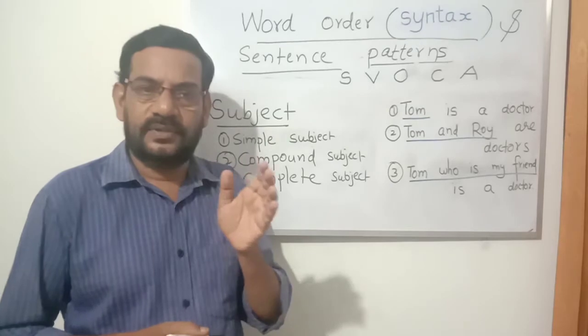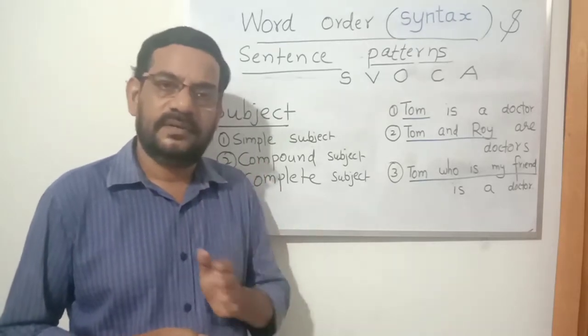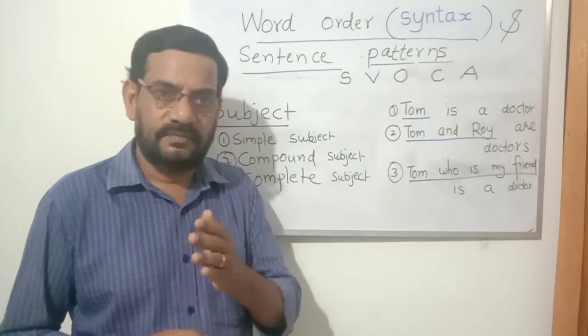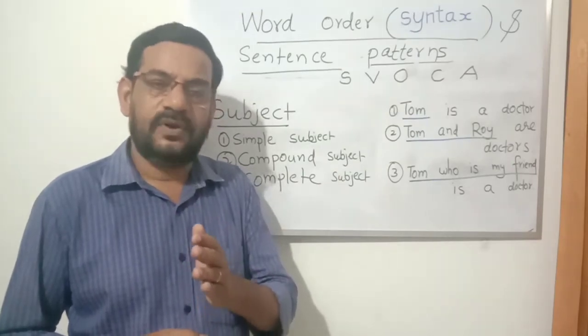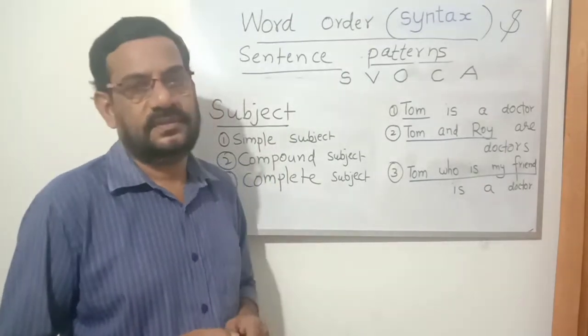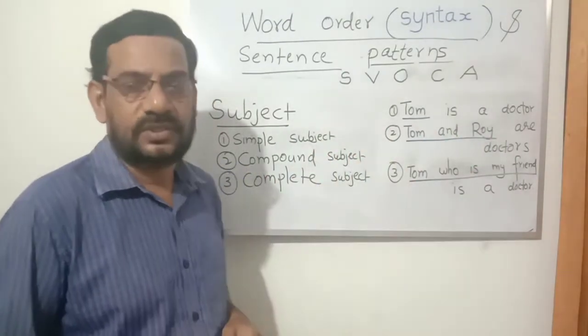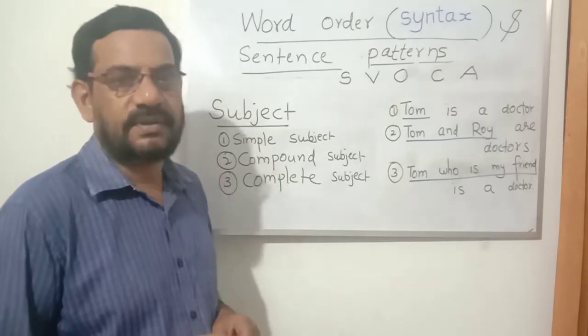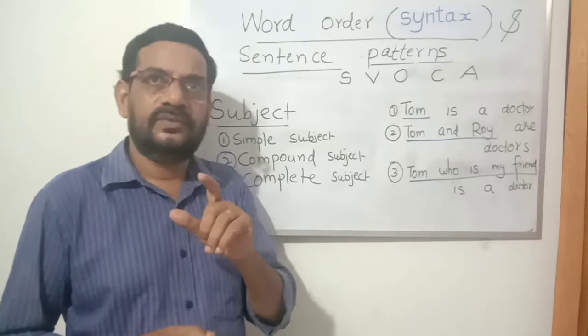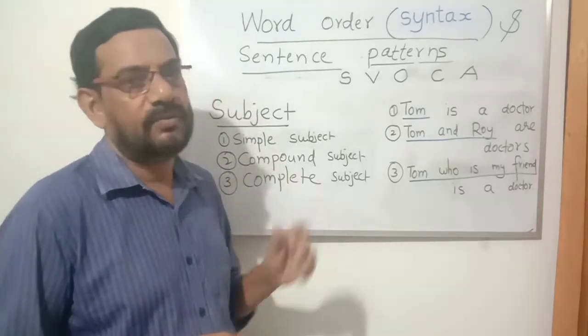For example, if 3 words come, how can we combine? Raju, Ravi and Tom. Raju, comma. Suppose we write, Raju, Ravi and Tom are doctors. 3 subjects are connected. So in any manner, we can connect 2 or more subjects and make a compound subject.